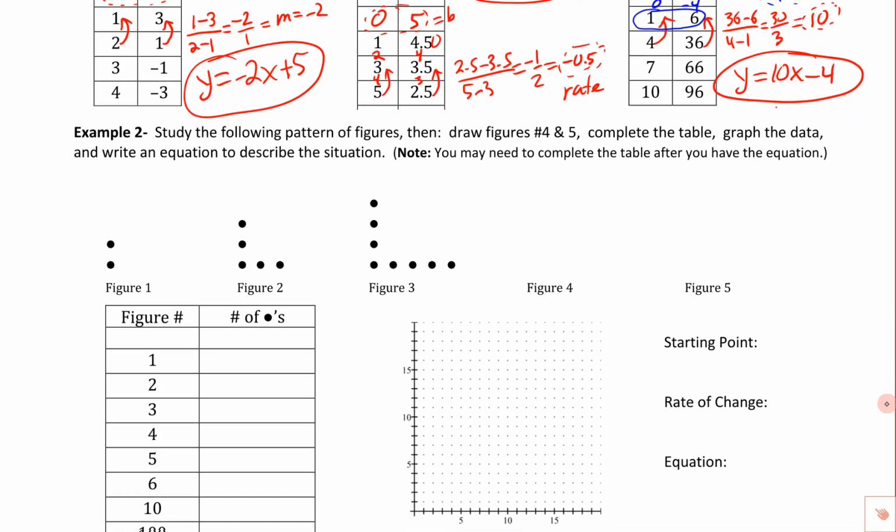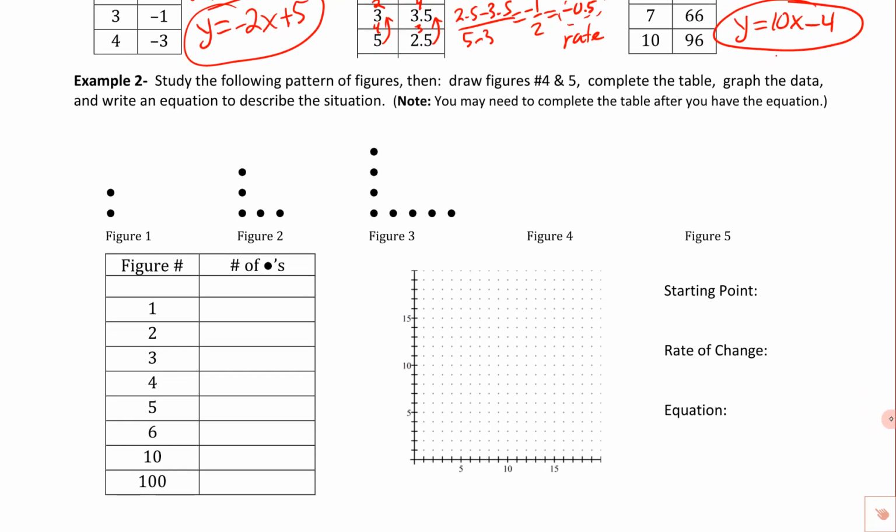Let's take a look at finding equations from patterns. So I've got this example number 2 right here. It says study the following pattern of figures, then draw figure number 4 and 5, complete the table, graph the data, and write an equation to describe the situation. And it says you may need to complete the table after you have done the equation. Okay, so let's take a look here.